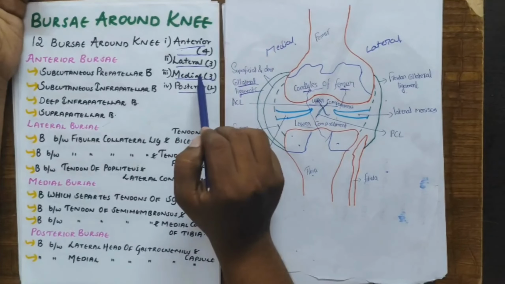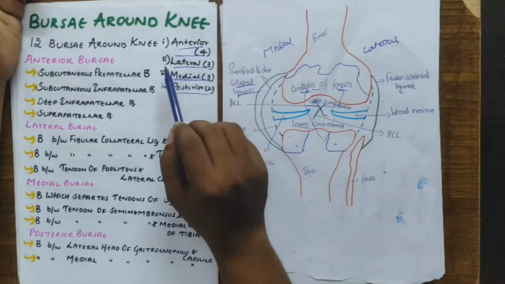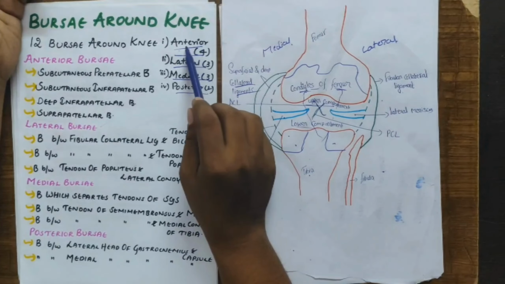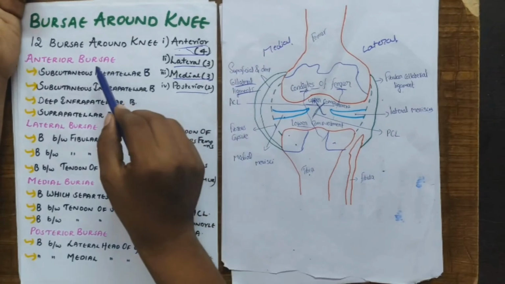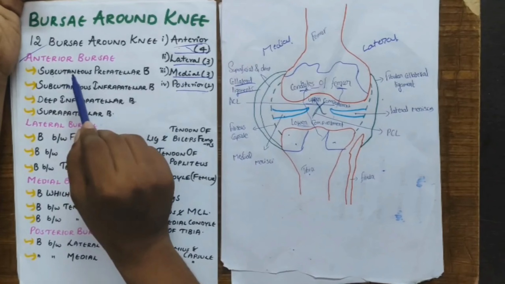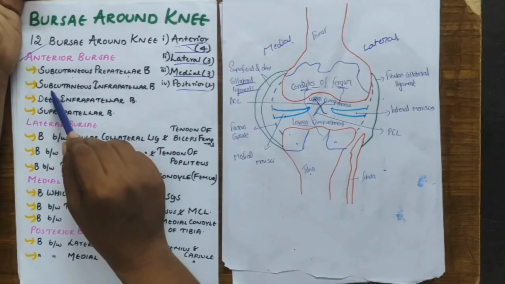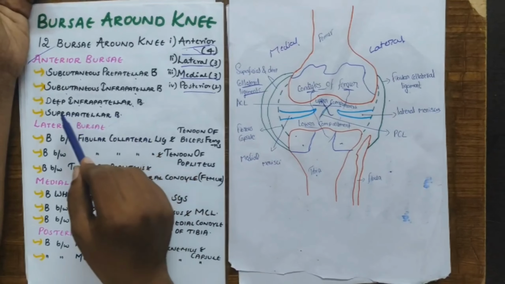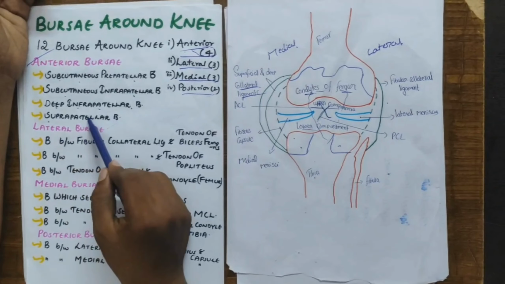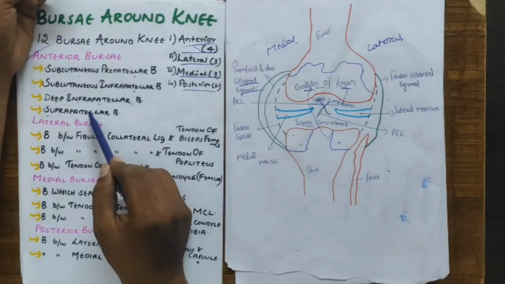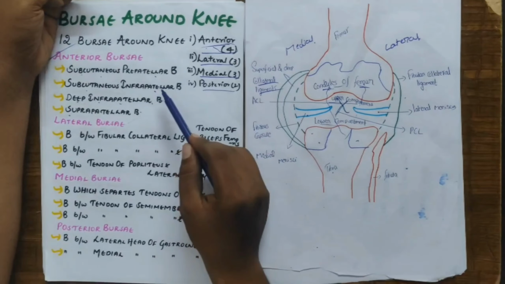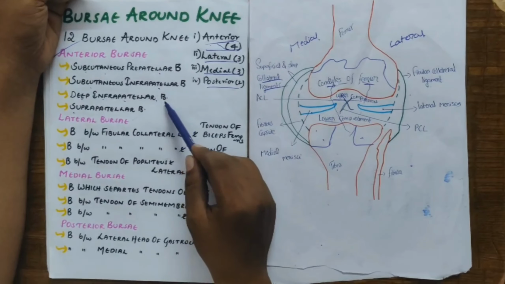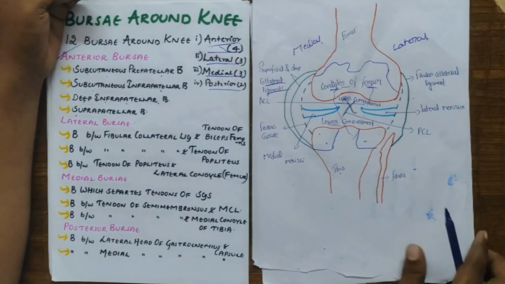Remembering these 12 bursae is quite difficult, so at least we have to remember the first 4, which are present anteriorly. There are 4 anterior bursae: subcutaneous prepatellar, subcutaneous infrapatellar, deep infrapatellar and suprapatellar.